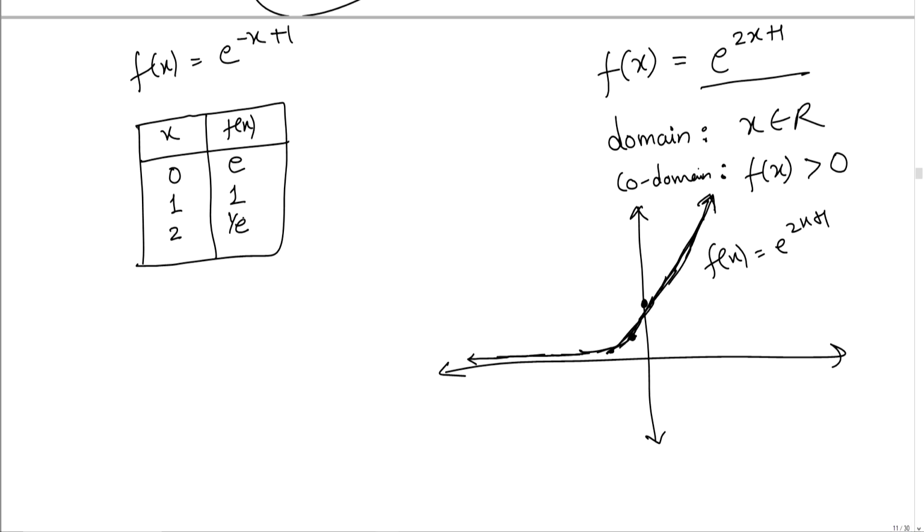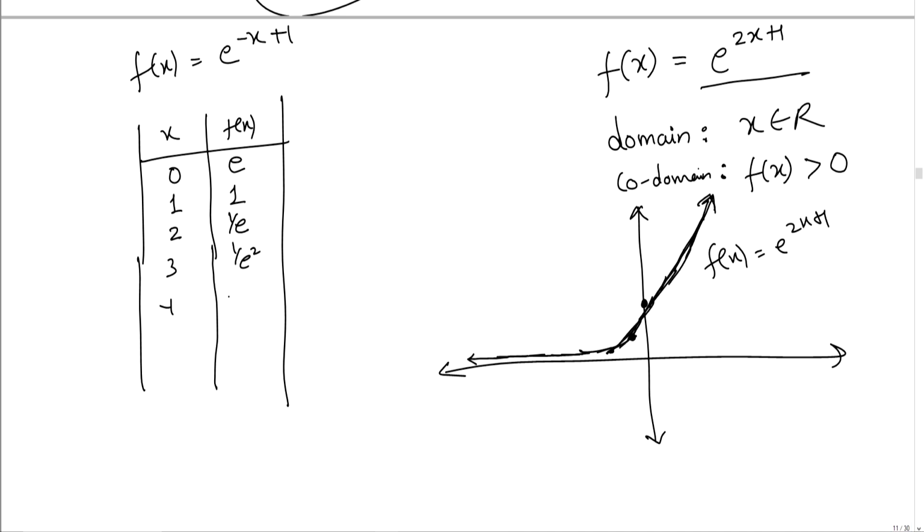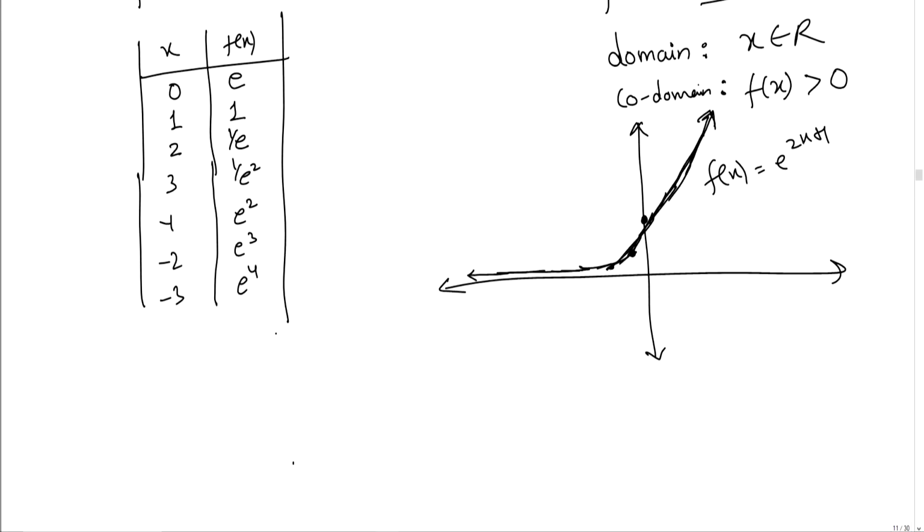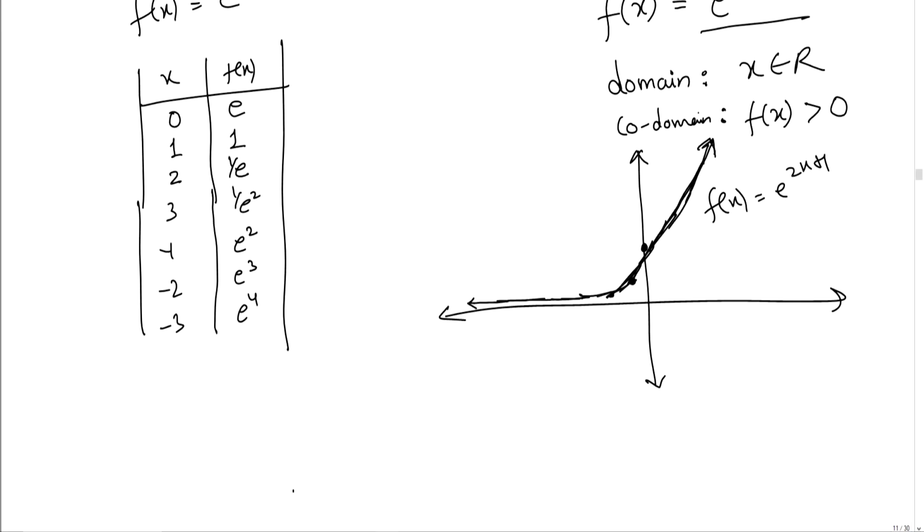Basically, this is decreasing. As the value of x is increasing in the positive direction, the value of function is decreasing from e to 1 to 1 by e. If you take 3, then it will become 1 by e square. So it is decreasing. If you go into the negative direction, let's say minus 1, then the value would be e square, minus 2 e cube, minus 3 e to the power 4, right? Now the value of the function is increasing.